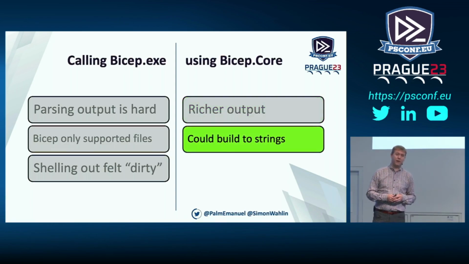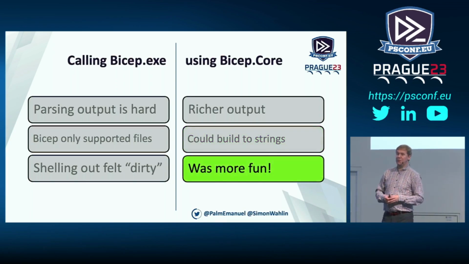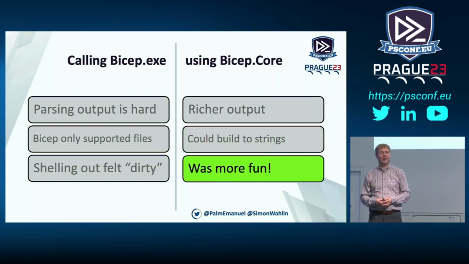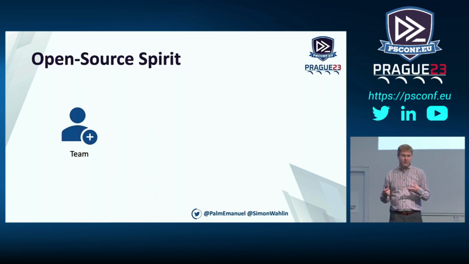We also had the ability to build strings because now we weren't limited to the parameters of the Bicep CLI. We could actually dive into the full features of the underlying Bicep engine, so to say. And this was a lot more fun. We opened up a lot of new possibilities, and we had a lot of crazy ideas about what we potentially could do. So this really kindled the open source spirit within our team and within our small group of friends. Quite quickly, a lot of our friends started contributing to this in their spare time.